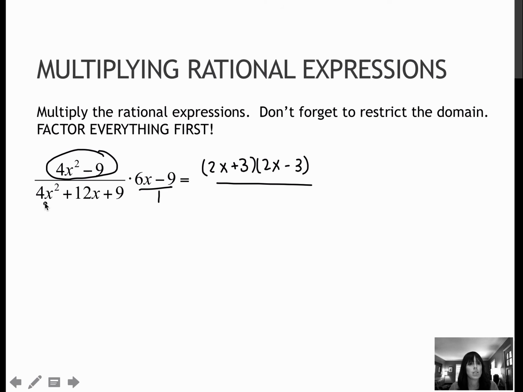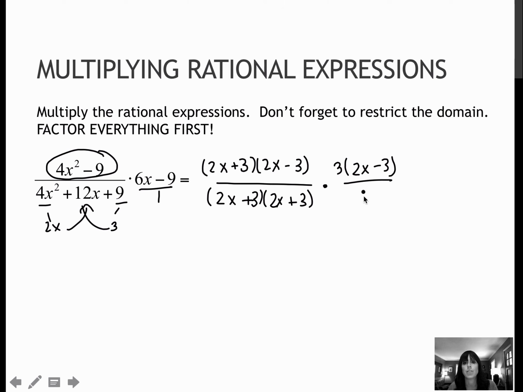This one looks like a perfect square trinomial. That would be 2x plus 3, 2x plus 3. How did I know it was a perfect square? Because this is a perfect square, this is a perfect square, and if I took their two square roots and multiplied them and doubled them, I get that middle term of 12x. This 6x minus 9, I'm just going to take a 3 out of everything, and that gives me 2x minus 3, and just over 1 is just fine.